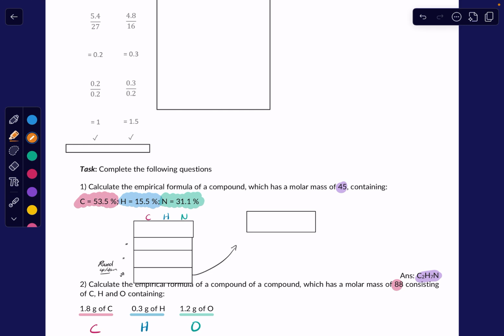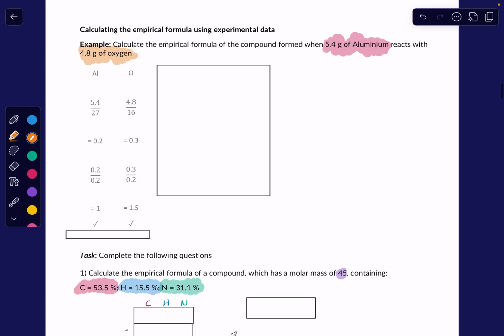So this is going to give us the value. So I know that I now have a ratio of aluminium 1 and oxygen 1.5. Now, I said earlier that we can't have 1.5 oxygen. It doesn't exist. So what can we do?